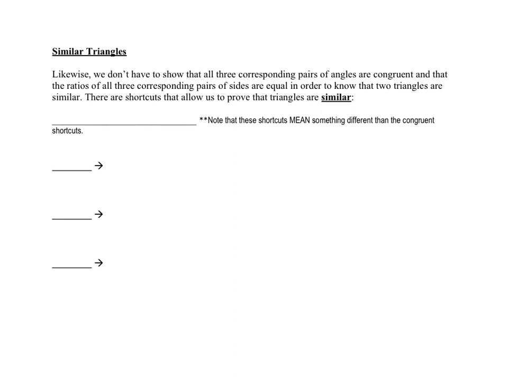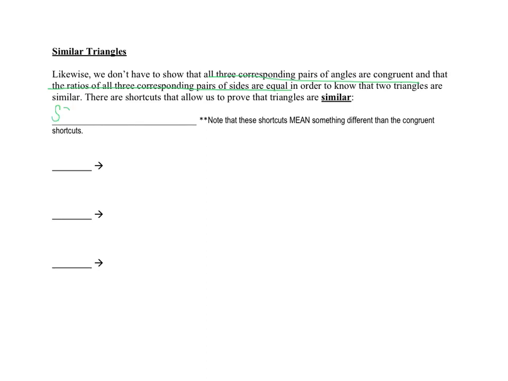Okay, so in a similar fashion, we don't have to show that all three corresponding pairs of angles are congruent and that the ratios of all three corresponding pairs of sides are equal in order to know that two triangles are similar. We have shortcuts, just like we do for congruency. We have shortcuts for similarity. These shortcuts are very similar to what we had for congruency, and you'll notice a few differences. So here are the shortcuts.